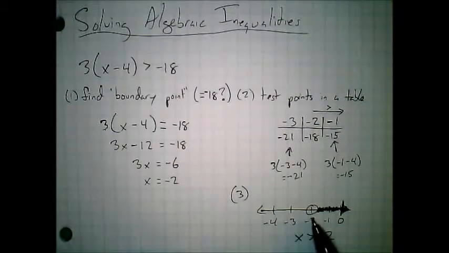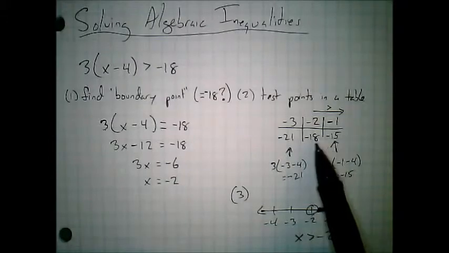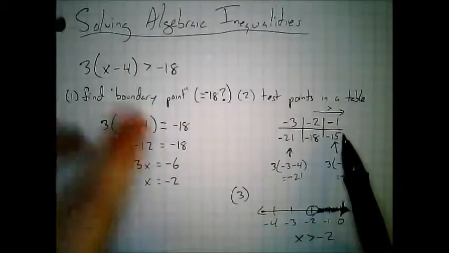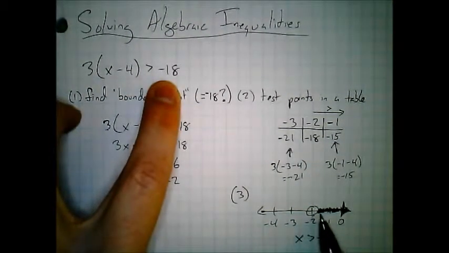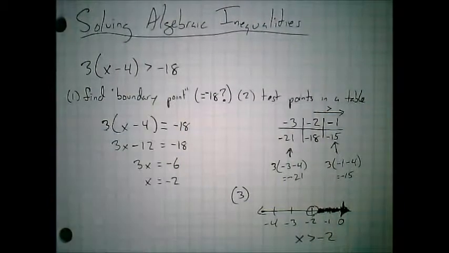Okay, we found that negative 2 is our boundary point, so that's where we start. That's where we center our number line and where we put our circle for our boundary point. And we realize in our table that the numbers after negative 2 give us a value bigger than negative 18. So we go off to the right and we say x is greater than negative 2.